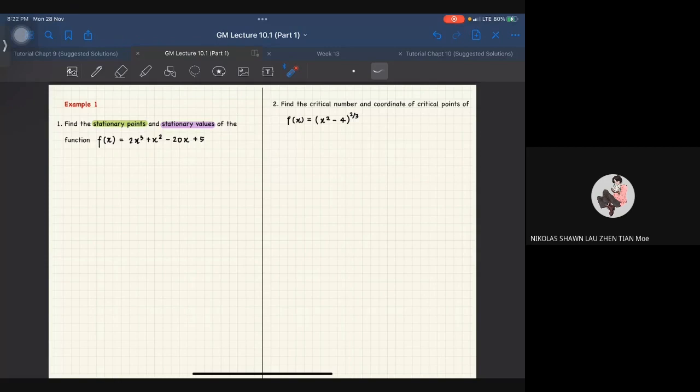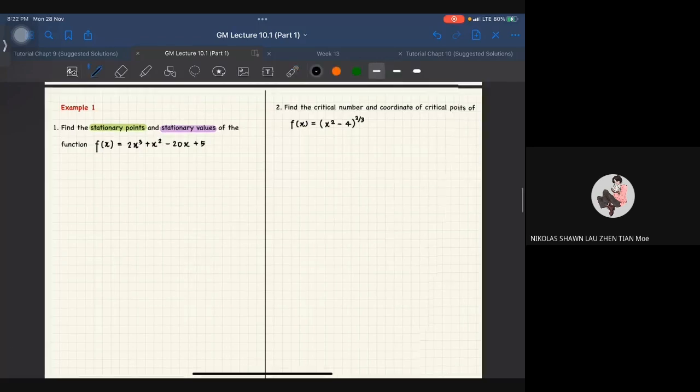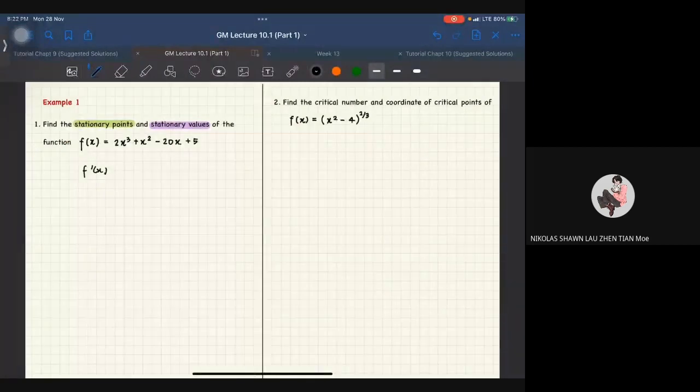Based on apa yang saya dah ajar awak tadi, macam mana kita nak cari stationary point? Okay, so we know that a stationary point is a point where awak punya first derivative tu sama dengan kosong. So untuk kita cari the point, kita mesti cari dulu first derivative kita. Maksudnya kita mesti differentiate dulu function yang kita ada. So let's differentiate this one. Saya dapat f prime of x is gonna be equal to 6x squared plus 2x minus 20. This is my first derivative lah. Untuk cari stationary point, dia mesti sama dengan kosong. So kita akan buat this one equal to 0.